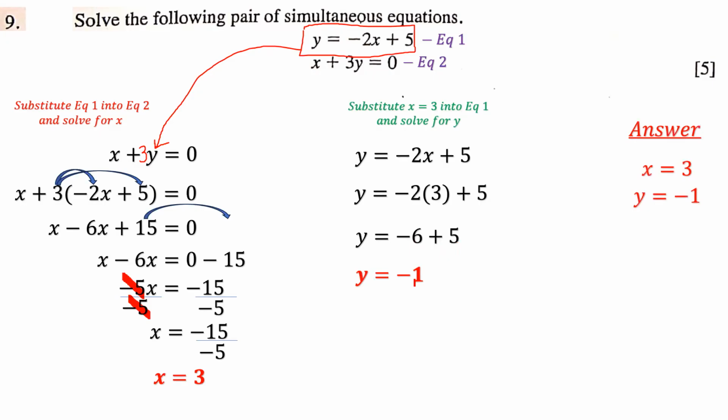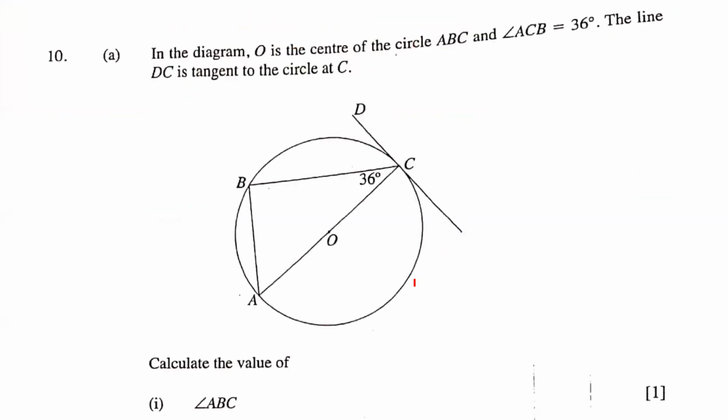And so that's our answer for the simultaneous equation. Let's move on to question number 10. Here we have circle theorem. It says in the diagram, O is the center. So that's very important. O is the center. And so if O is the center, this is very important.